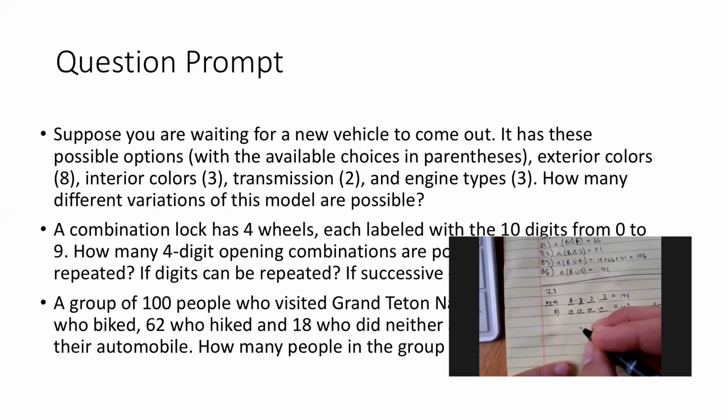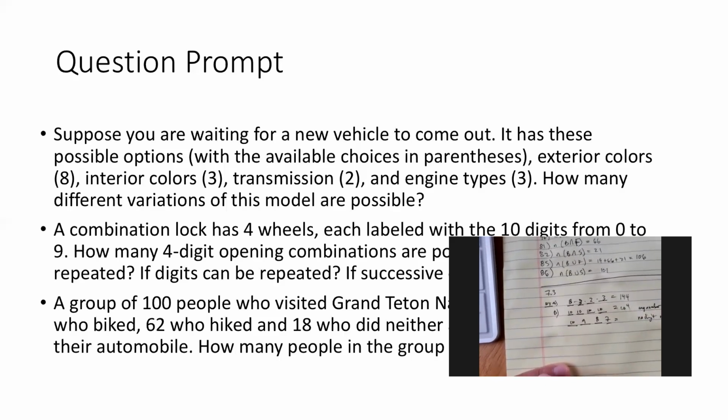First says how many 4-digit opening combinations are possible if no digit is repeated. So it's probably easy to understand digit repeated. So there's 10 ways to pick the first one, but then once you've used one of those up, you only have 9 more to pick from. And then you only have 8 more to pick from. And then you only have 7 more to pick from. So that's one way that we can do that. And so 10 times 9 times 8 times 7 would be the answer there.